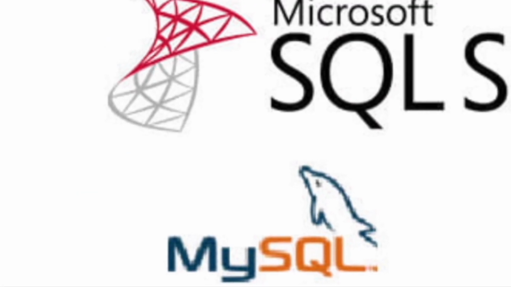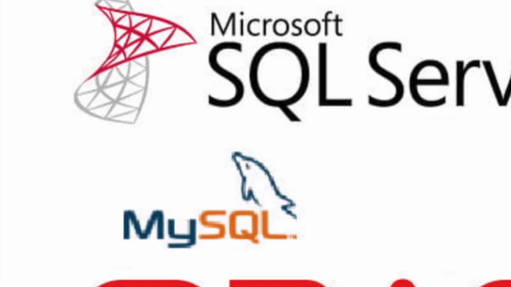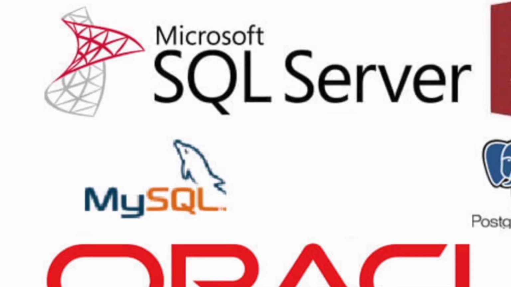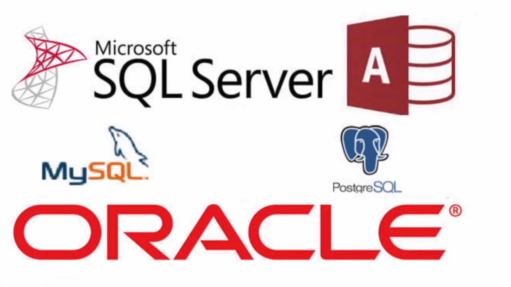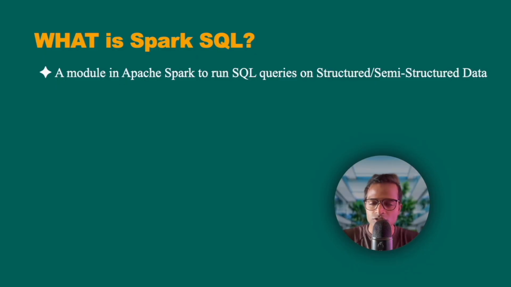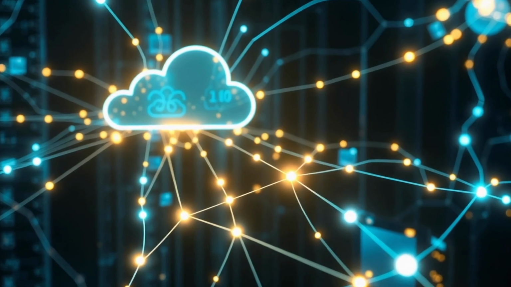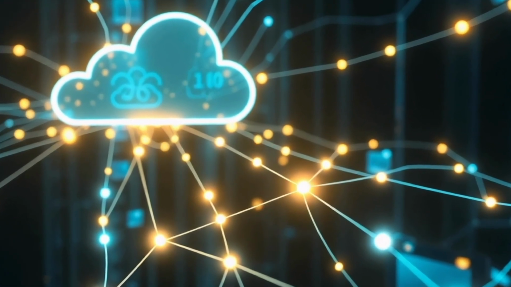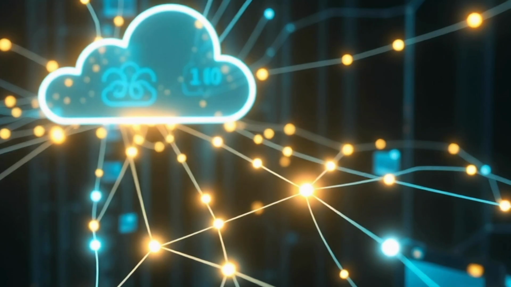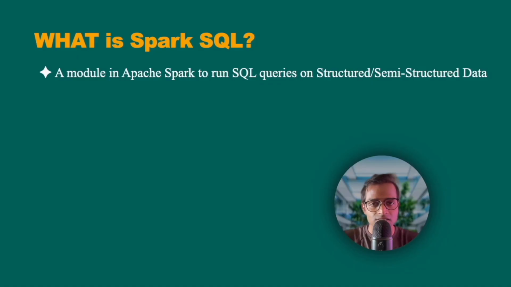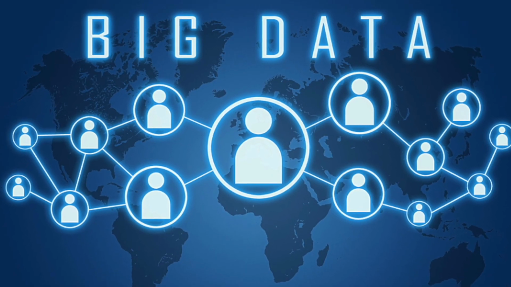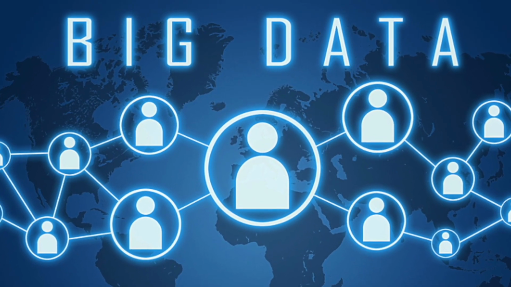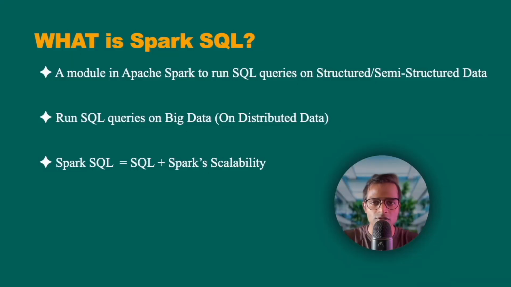Now we know that traditionally we need an RDBMS, or relational database management systems like MySQL, PostgreSQL, SQL Server, etc. to run SQL queries. But imagine you have this power of distributed computing or distributed processing and running SQL queries on top of that distributed engine. That is the power of Spark SQL. Spark SQL allows us to run SQL queries on big data or distributed data. In short, Spark SQL is SQL plus Spark's scalability.